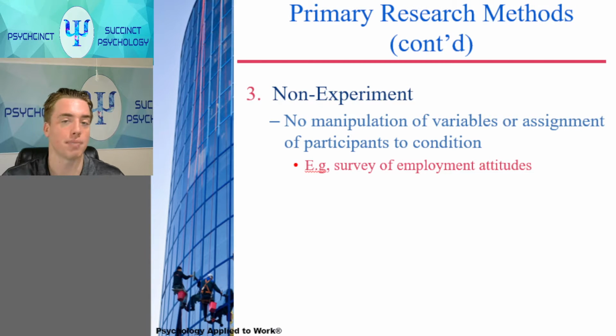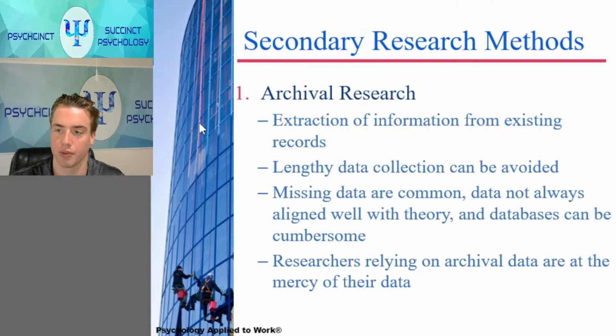So there's no manipulation of variables in a non-experiment or assignment of participants to a condition. Example, a survey of employment attitudes or a questionnaire about your work satisfaction. You just hand them the survey and that's it. There's no manipulating variables, changing things around, that kind of thing. So continuing on, we're going to start with our secondary research methods.